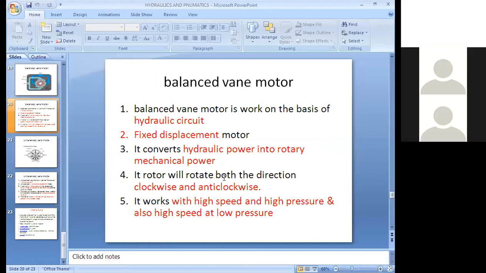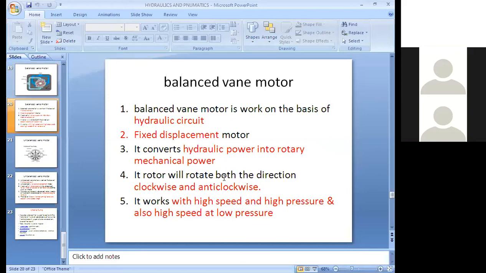The rotor can rotate in both directions, clockwise and anti-clockwise. The only thing is that you have to change the inlet and outlet, vice versa. If the inlet and outlet are swapped, the rotor will rotate in the opposite direction. In the unbalanced type there is no chance of both clockwise and anti-clockwise, only one direction is possible. In the balanced type, both directions are possible.